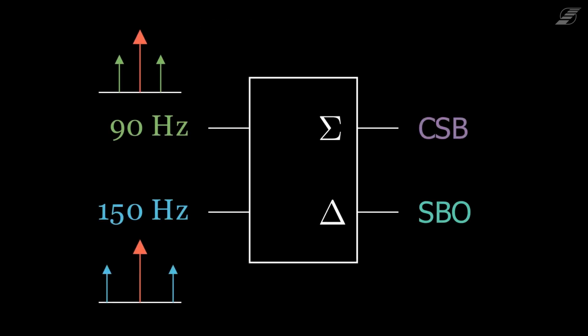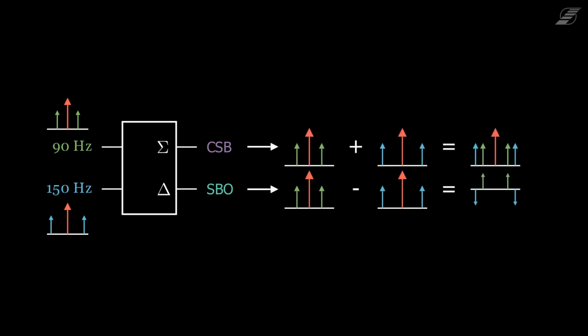One of these hybrid ring splitters is used to create the CSB and SBO signal. The previously modulated 90 and 150 Hz signals are the inputs for the splitter and thus add up at the sigma output, resulting in the creation of the CSB signal, which contains the carrier and equal sidebands. At the delta output, they are subtracted from each other, cancelling out the carrier, resulting in the SBO signal, which contains equal sidebands with the 90 Hz signal in antiphase to the 150 Hz signal.